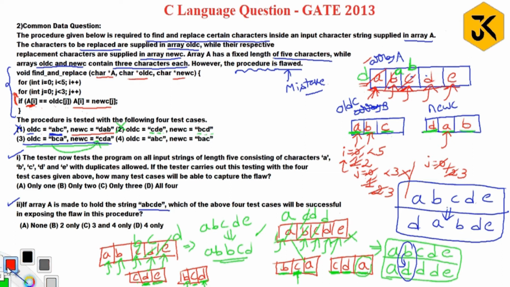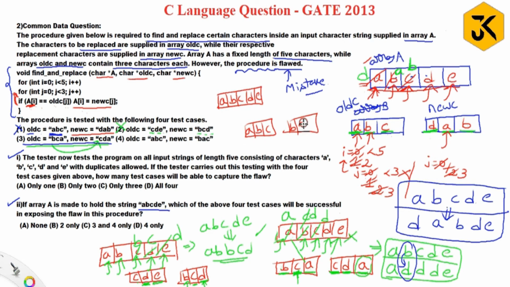Let me take option 4. Option 4, the same thing. A, B, C, D, E. A, B, C, and B, A, C. First, A double equal to A, yes, then it should be replaced with B. Next, B double equal to B, yes, then it should be replaced with A. I am doing very fast. Then A double equal to C, condition fail. When the condition fails, it will be incremented to the next character.